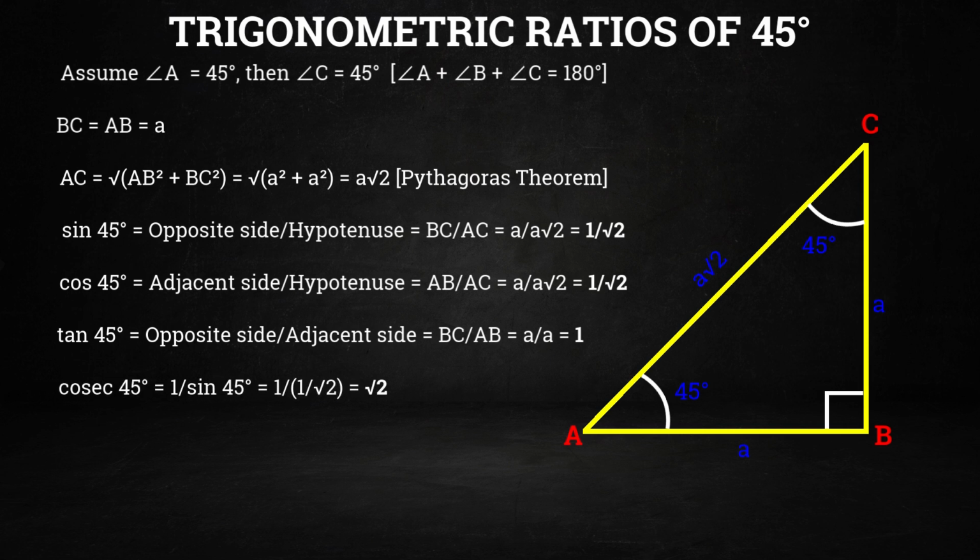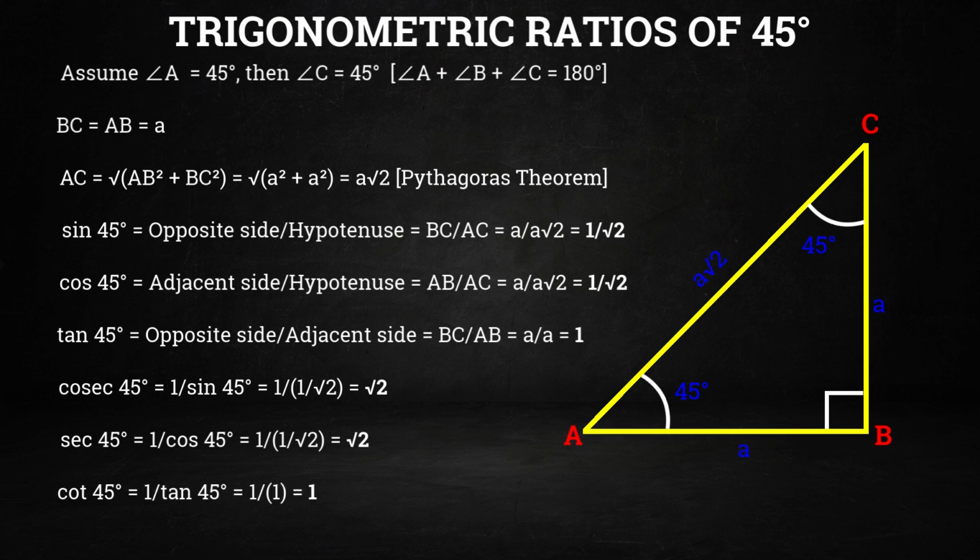Cosec 45 degree, which is 1 by sin 45 degree, equal to root 2. Sec 45 degree, which is 1 by cos 45 degree, equal to root 2. Cot 45 degree, which is 1 by tan 45 degree, equal to 1.